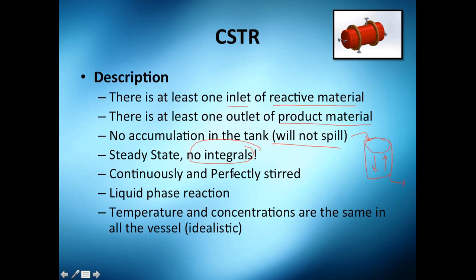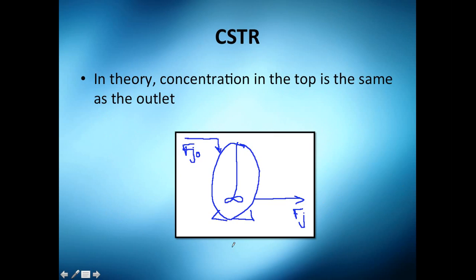It's continuously and perfectly stirred, with agitation, so you are continuously mixing it and it's perfectly mixed. Generally, it's a liquid phase reaction, so A is liquid and B is liquid and you have a liquid product. And the temperature and concentrations are the same in all the vessel, which is kind of idealistic. But we need to start with something, so let's start with that.